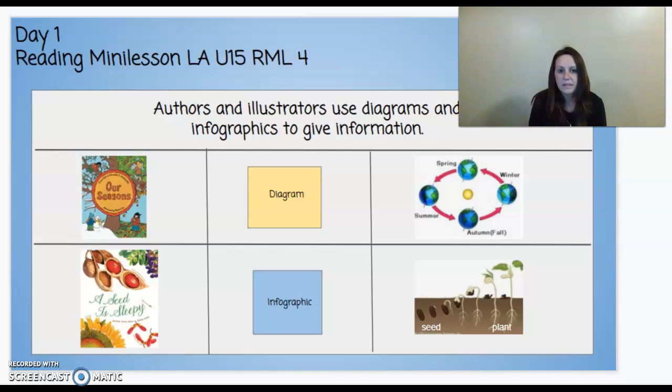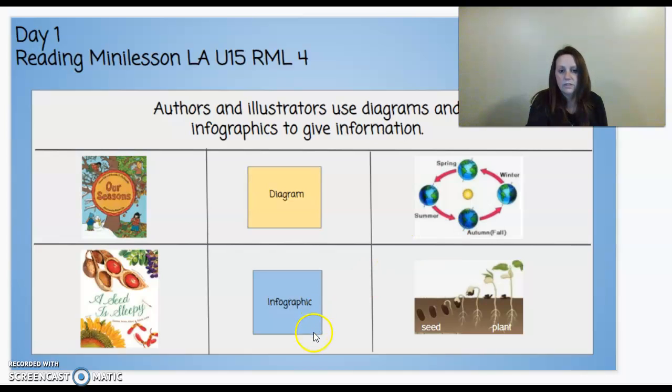Today in your reading mini lesson, you should have learned about authors and illustrators and how they use diagrams and infographics to give information. And you should have looked at this diagram from the book Our Seasons that describes how the seasons change, and the arrows are showing you the direction in which the seasons change. A diagram is a picture that shows how something works or the parts of something.